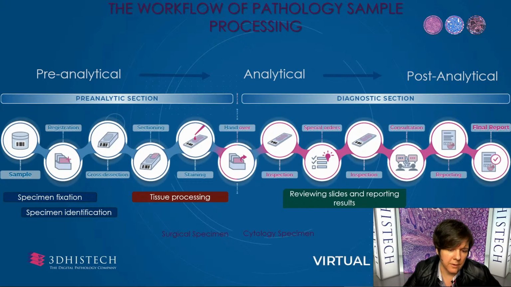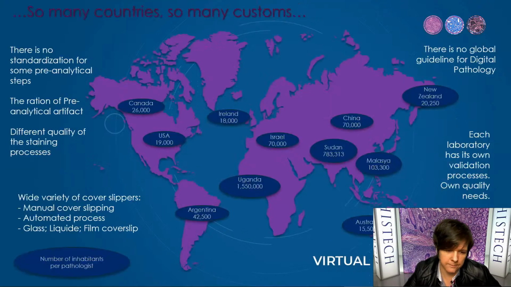In the pre-analytical phase, the chance of an error occurring during the process is between 30 to 75%, resulting in delays and making the job of clinicians even harder. If we talk about pathology departments and laboratories, we can say that "so many countries, so many customs" prevalently reflects the current situation. Unfortunately, there is no standardization for some pre-analytical steps that define the quality of tissue section and staining processes. These factors fundamentally affect the quality of the digitalization.